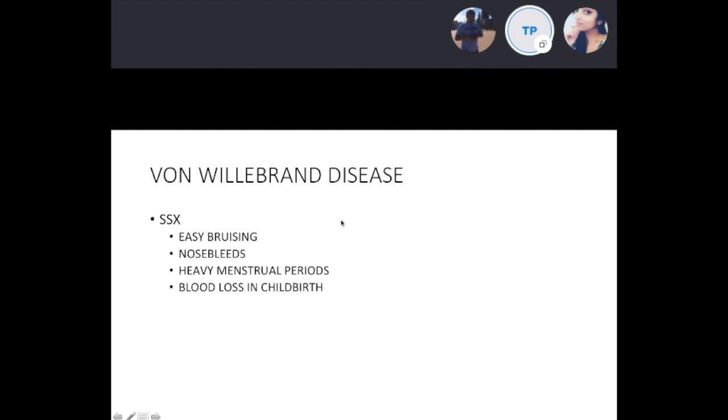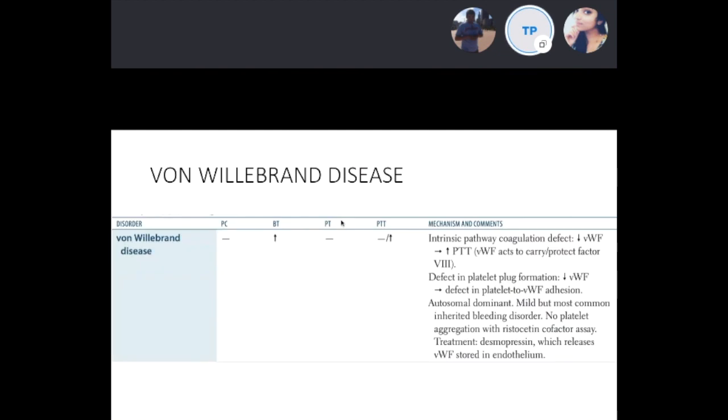So symptoms are usually pretty simple and easy to catch on to: easy bruising, nosebleeds, heavy menstrual periods, lots of blood loss in childhood. So pretty easy to pick up on. So it is an intrinsic pathway coagulation defect, since it acts to carry or protect factor 8, and factor 8 belongs in that side of the pathway, and hence why we will also see an increase in the PTT time if von Willebrand factor is deficient.